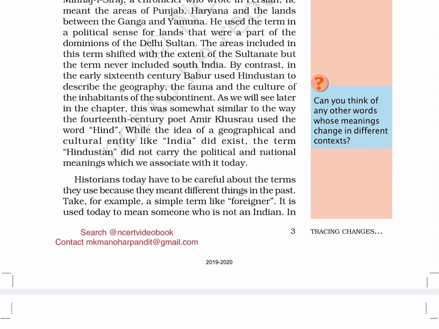On the right-hand bottom, a question is asked, written in a blue box. Can you think of any other words whose meanings change in different contexts? Historians today have to be careful about the terms they use because they meant different things in the past. Take, for example, a simple term like foreigner. It is used today to mean someone who is not an Indian.